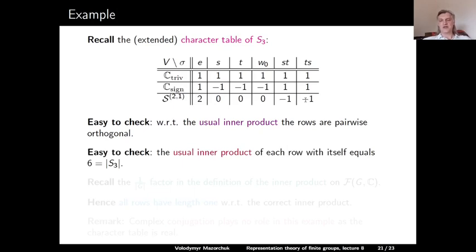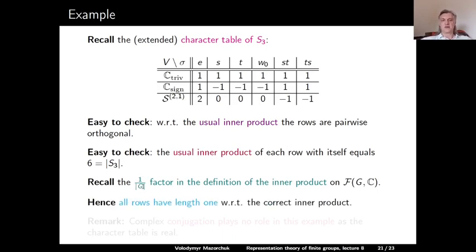So the inner product of each row with itself, the usual inner product, gives us 6, which is exactly the cardinality of S3. And we recall that in the scalar product which we defined, we had this factor 1 divided by the cardinality of G. So it follows that all rows in this table indeed have length 1 with respect to the correct inner product when we take into account this factor. And let us also remark that the complex conjugation doesn't play any role in this example simply because all entries in the character table are real numbers. So the complex conjugate does nothing to them.